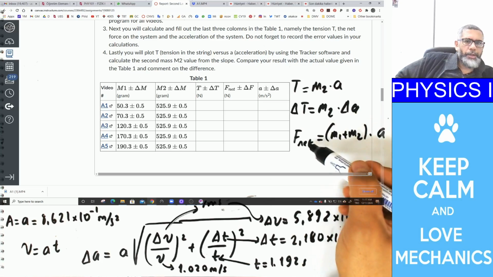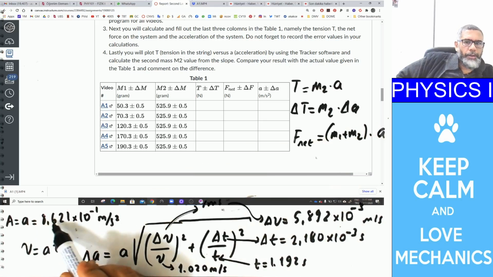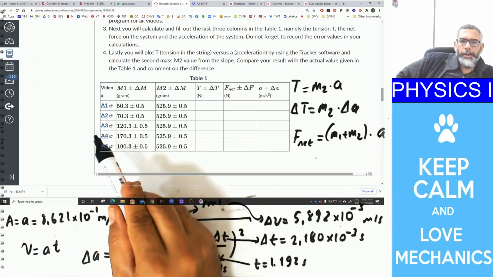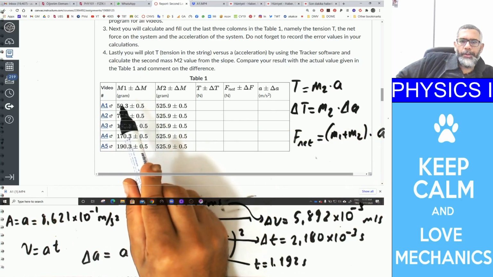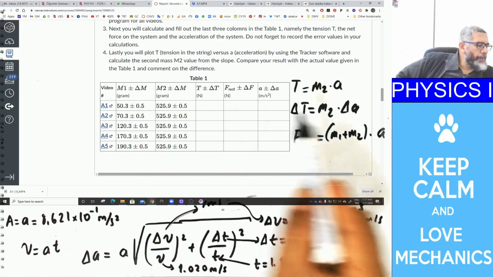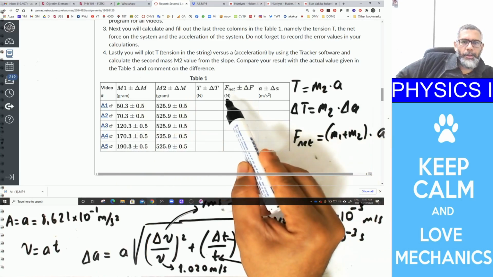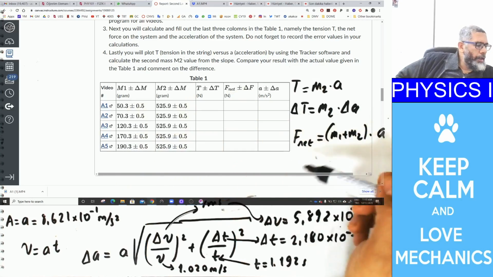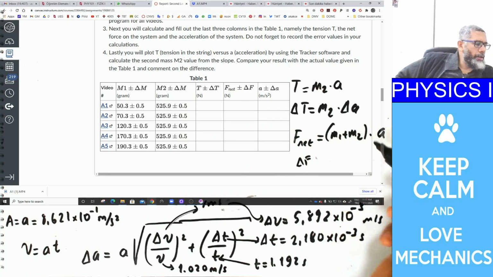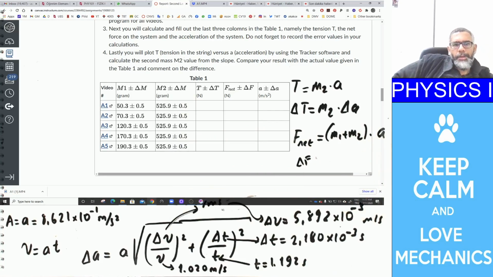So that's it. You just calculate this from the calculated value of A over here. You put this value over here, and you know what the masses are from here. M1 is just 50.3 for the first row, and M2 is 525.9. Put those over here and calculate F net and put it in this cell. And delta F, I just leave it to you. It's easy. Again, you will use delta A. All right. So this is the way.